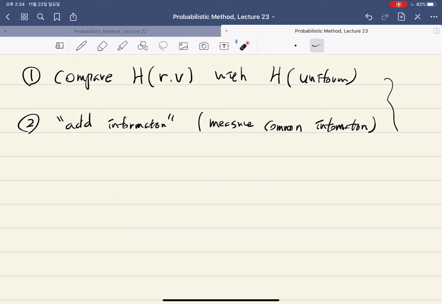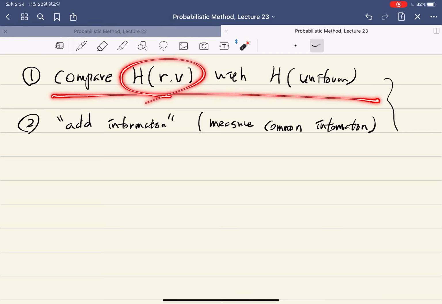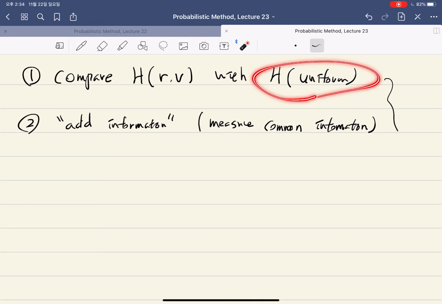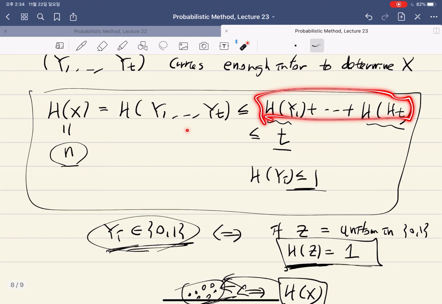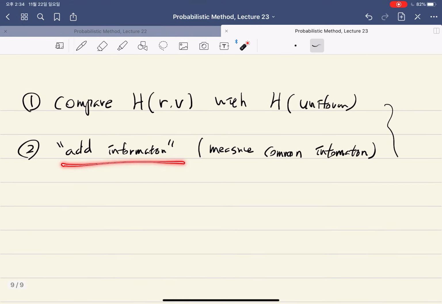So our goal is that we want to compare the entropy of a normal random variable with a uniform one. And we want to be able to add the entropies, add the information that we get from several random variables. And somehow while doing that, we want to be able to measure the common information. So that's what we want to do. In the next video, we will prove several facts about this entropy, and probably we will be able to run some applications next time.